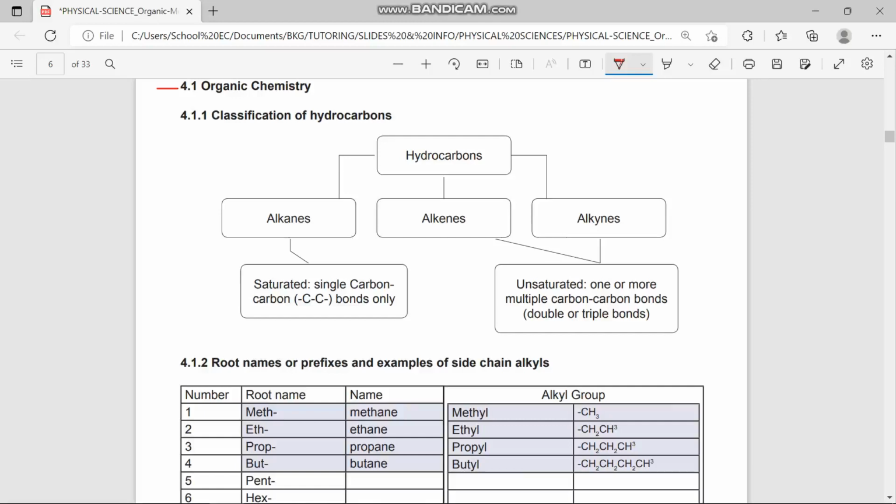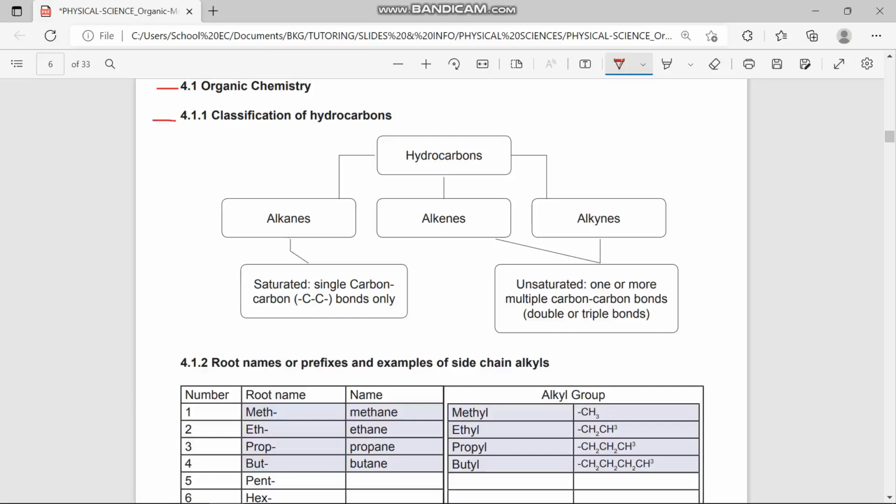So, for me, I can say organic chemistry is the branch of chemistry that deals with carbon compounds. This is the chemistry that we are going to be talking about. So we're going to be discussing more about these organic compounds, these compounds that consist of carbon and so on.